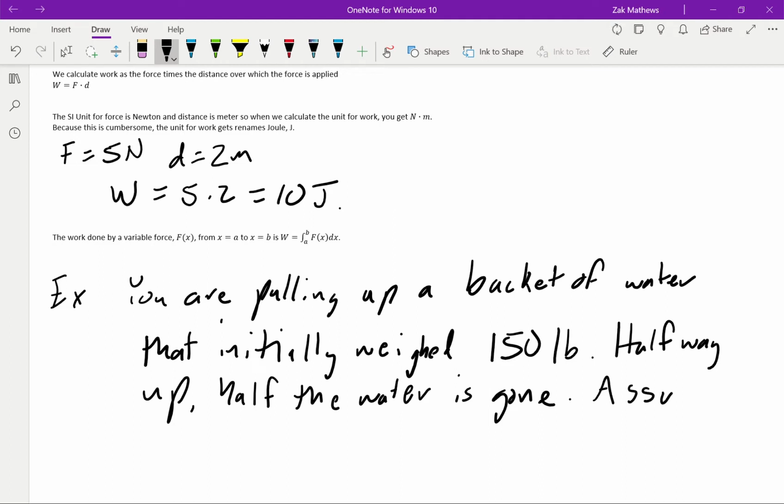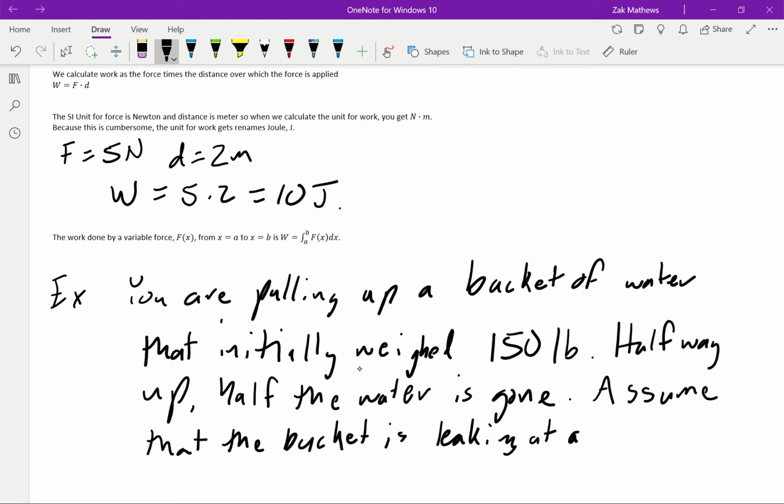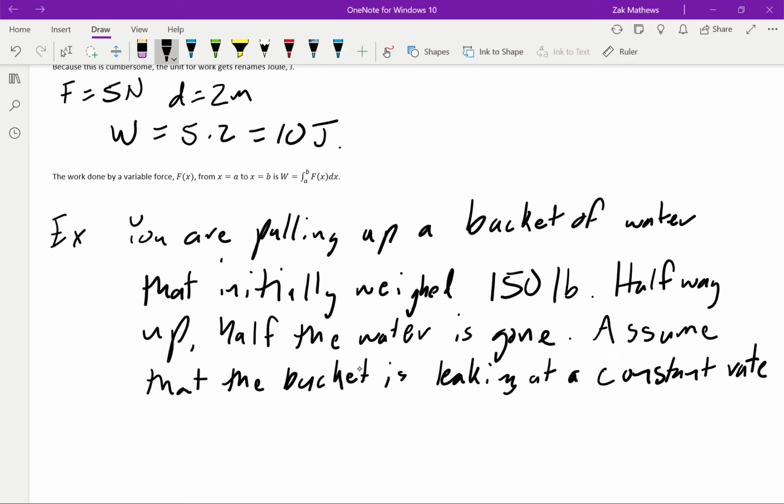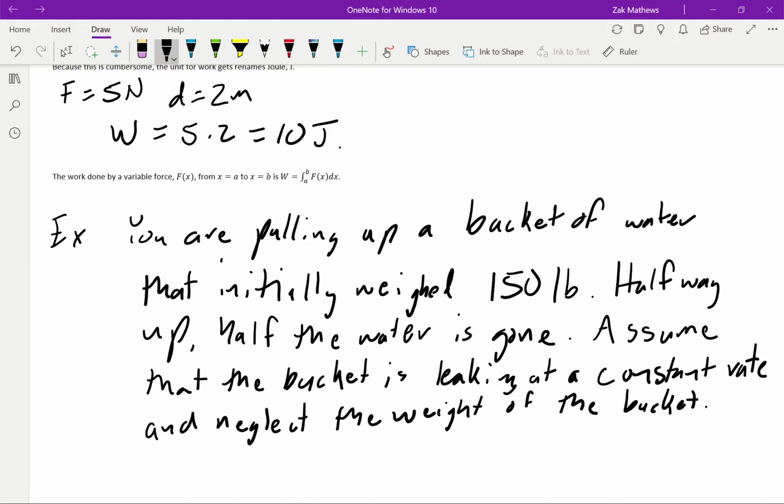Assume that the bucket is leaking at a constant rate and neglect the weight of the bucket. The bucket would have some weight, but we won't include that for now. It just makes the problem a little bit more simple, so we'll concentrate just on the water within the bucket, the water essentially weighing 150 pounds.